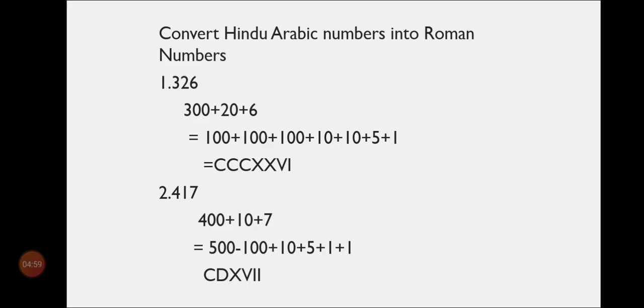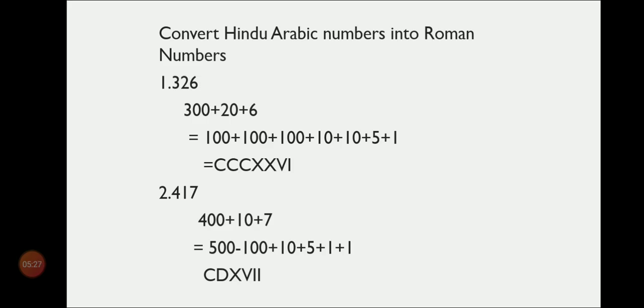And that second example, 417. How can we write 417? 400 plus 10 plus 7. How can we write 400? A symbol cannot be repeated more than 3 times. So we can't write 100 plus 100 plus 100 plus 100.